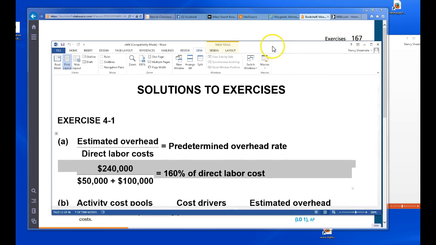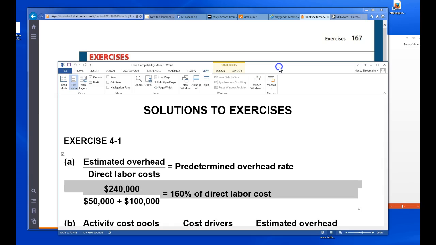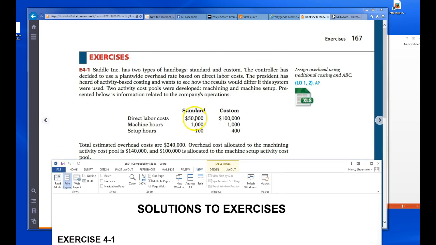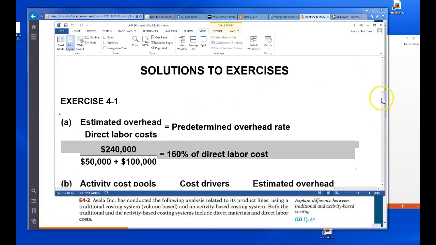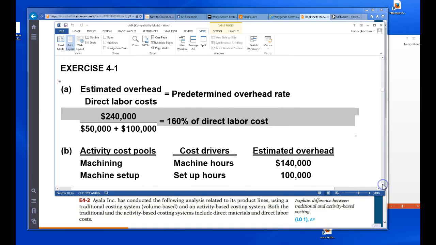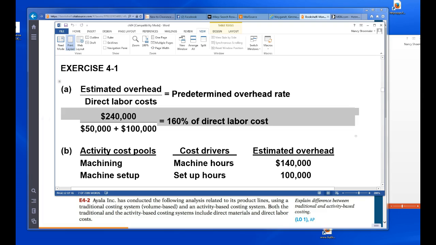We're going to divide that by the $150,000 direct labor costs. As you see, for the standard and the custom combined, they're $150. So the $240 divided by that $150 means that the predetermined overhead rate should be 160% of direct labor costs. So under A, using the traditional method, we are going to take the traditional approach and show our overhead rate should be 160% of the direct labor costs.